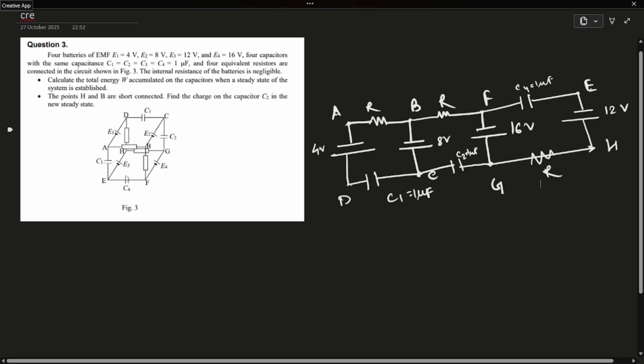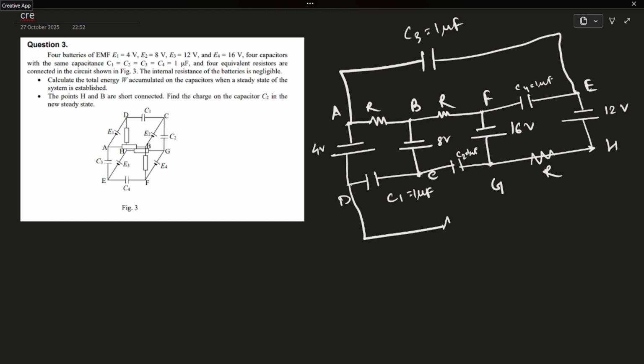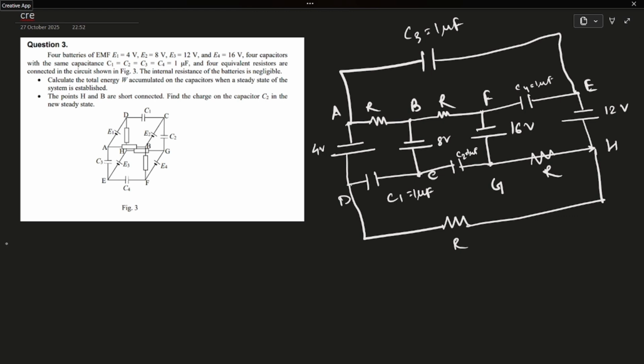Now A is connected with E, D is connected with H. So there is a capacitor between A and E. This is C3, which is also 1 mF. Between D and H there is a resistor. So this is the circuit diagram in 2D.